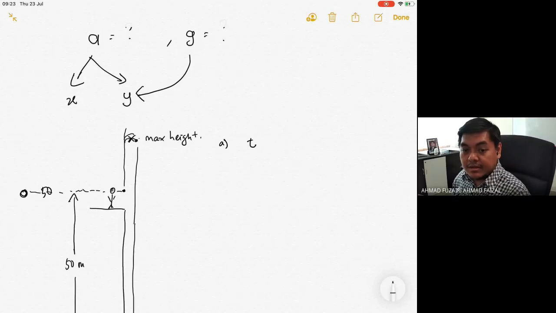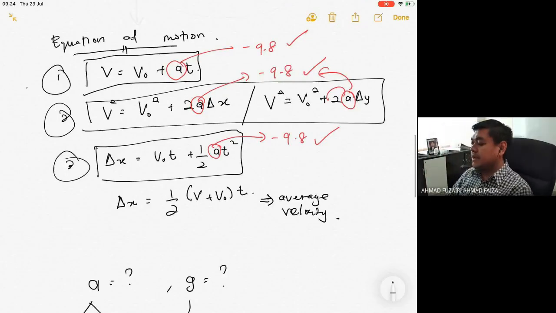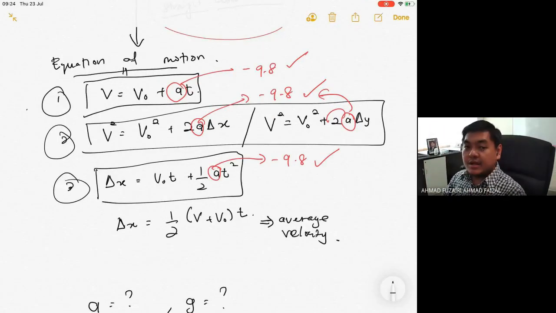It all depends on you. You nak pakai equation mana? Yang penting kita ada beberapa equation dekat situ. Macam saya cakap tadi, kita ada equation v equals v0 plus at. Yang penting sekali, equation kedua tak boleh pakai. Kenapa equation kedua tak boleh pakai?